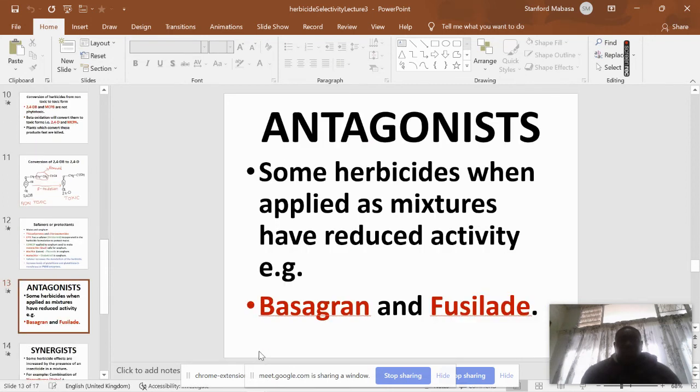Now, I just want to talk something on the antagonists. We may use Basagran to control weeds in soybean, but Basagran can only control broadleaves. And on the other hand, you can also use Fusilade to control grasses in soybean. So if you have got a mixture of broadleaves and grasses, it may make a lot of sense just to tank mix Basagran and Fusilade and spray. But if you do that, there is not going to be weed control because Basagran is antagonistic to Fusilade.